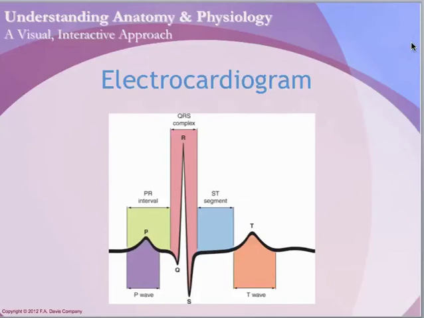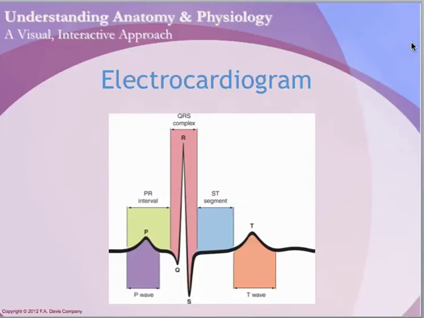So when it appears normal, we call it normal sinus rhythm. And if it's irregular, we call it an arrhythmia. So I'm going to tell you what each of these mean. But again, like I said, you don't have to commit these to memory. The P wave represents atrial depolarization, so the transmission of the electrical impulses from the SA node through the atria. This occurs right before the atria contract.